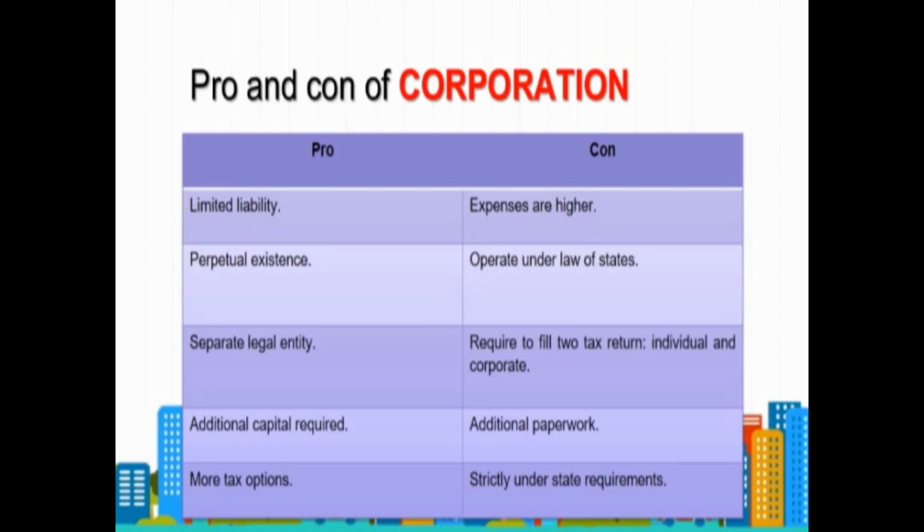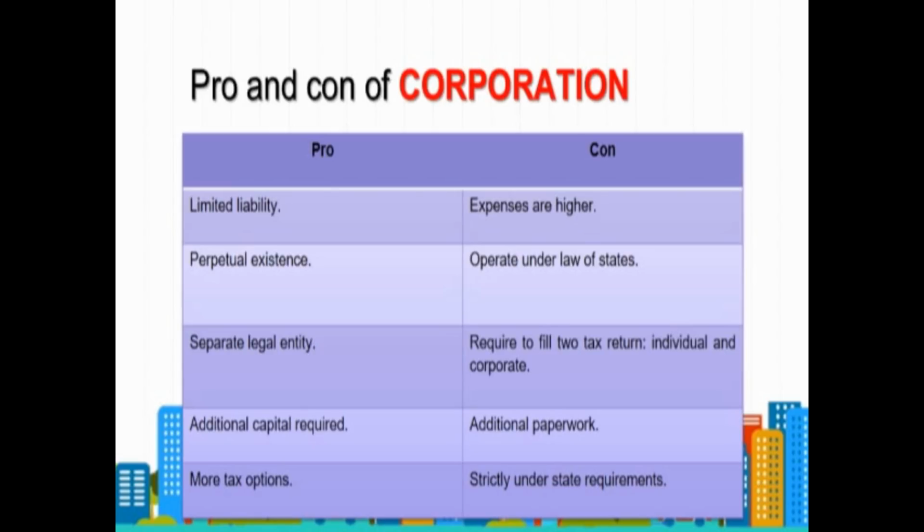And then separate legal entity, maksudnya they separate between personal and business. And then sometimes an advantage is additional capital can be raised. So bila additional capital required, maksudnya dia boleh dapat investor. And then they have more tax options. Maksudnya siapa yang kerja dalam corporation ni, dia bagi modal dan dia pun worker in the corporation itself. Dia boleh pilih sama dia nak bayar personal income atau tax income lah.